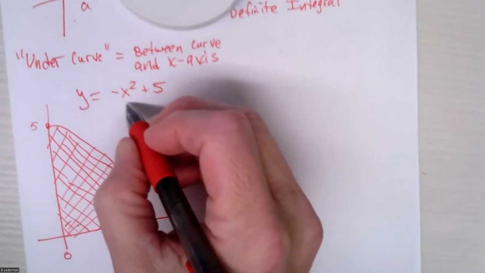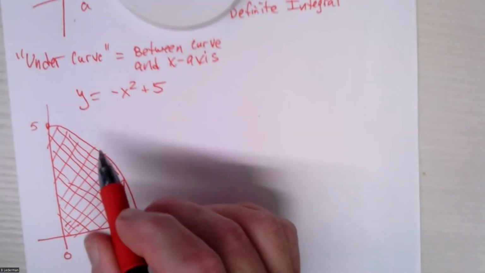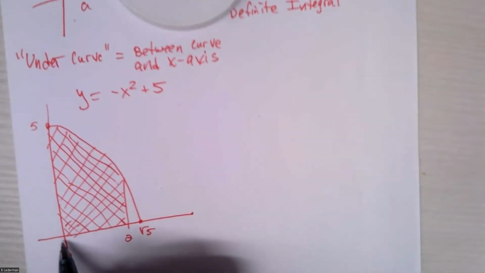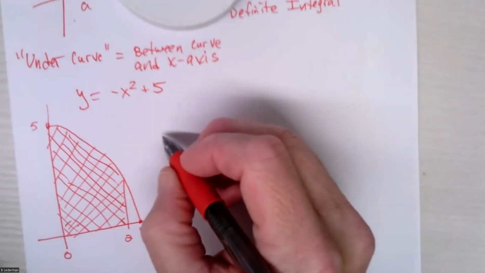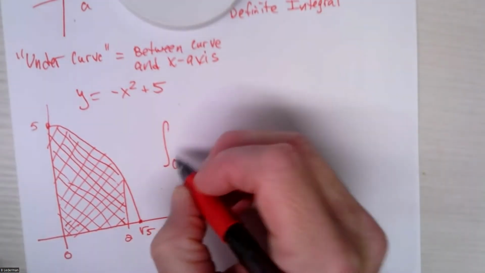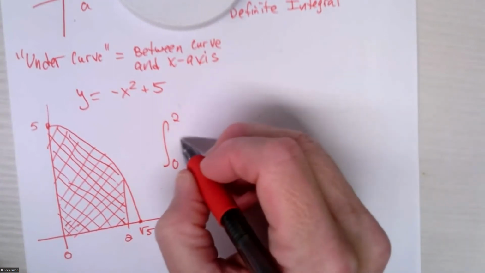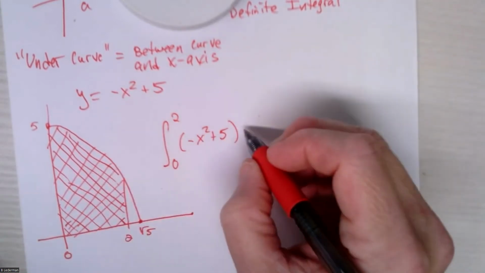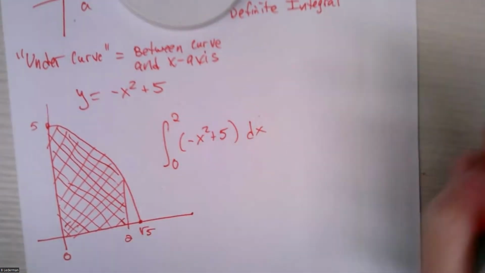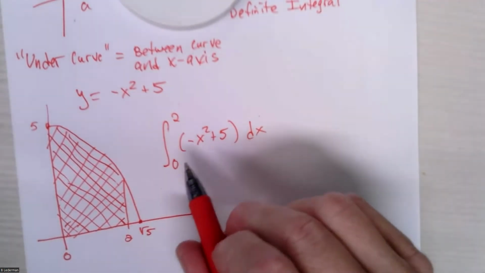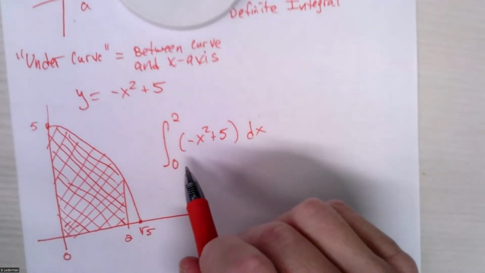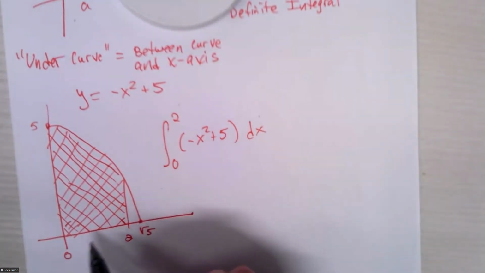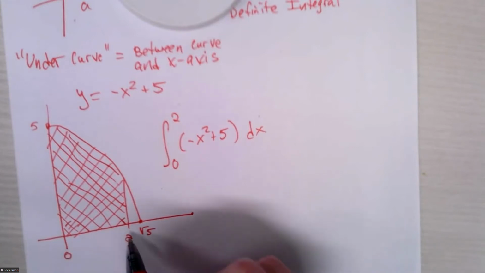And there you go. So we want to find this shaded area under the curve. This is the curve y equals negative x squared plus 5, between the curve and the x-axis, between the values of x equals 0 and 2. So the way you'd write this is the integral from 0 to 2 of negative x squared plus 5 dx. This means the area under the curve negative x squared plus 5 between x equals 0 and x equals 2.